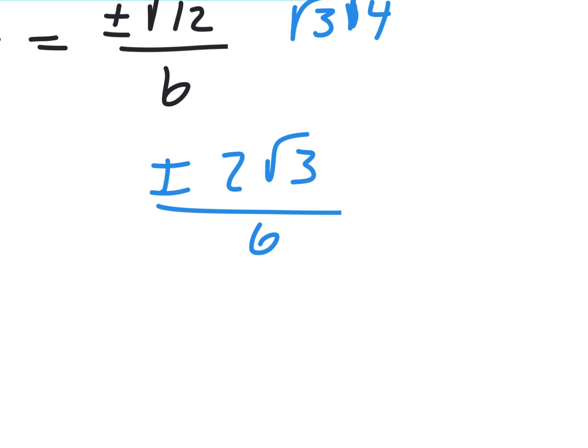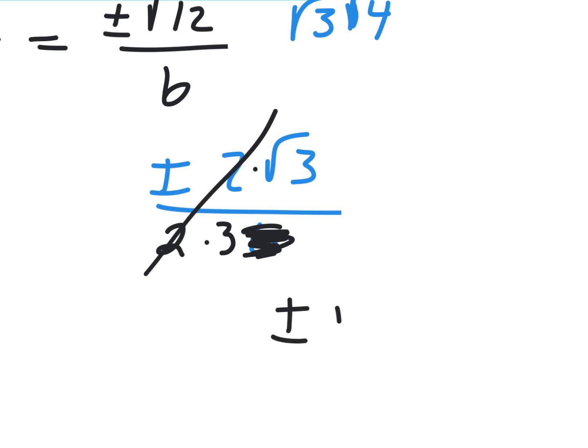I always say if you can factor it, you should. The 6 factors into 2 times 3. I think it's way easier than trying to reduce other ways. Those 2's cancel because it's times, and times problems you can cancel. Plus and minus square root 3 over 3.